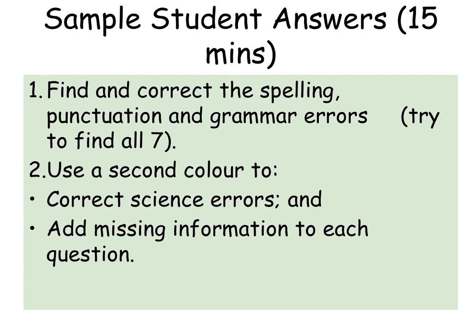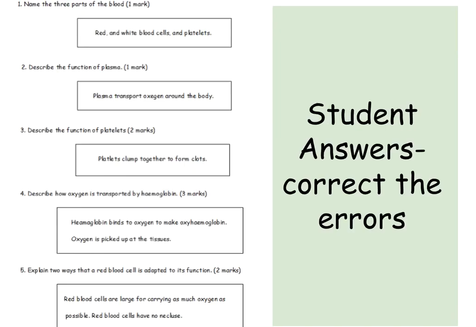And then we have a sample student answer, or several sample student answers. And what you need to do is to find and correct the spelling, punctuation, and grammar errors. There are 7 of them. And to find the science errors and add any missing information. So if we look at the questions, we have 2 marks here, but we've only made 1 point. So there's something missing there. So do that.